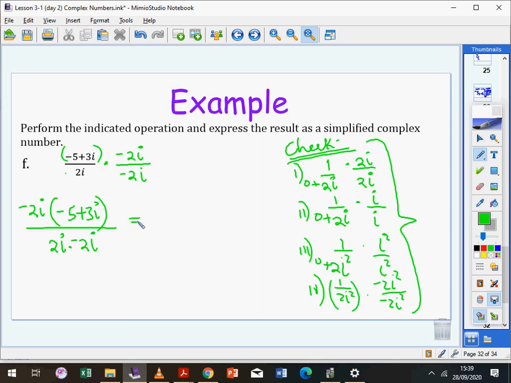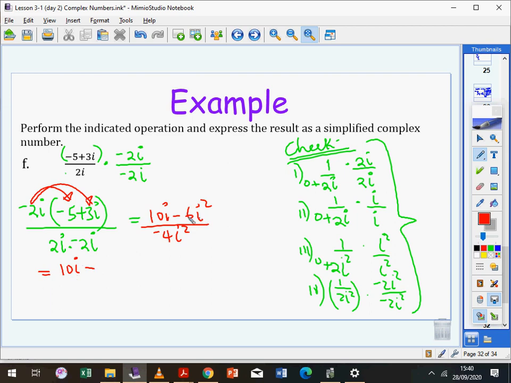So in the numerator, negative 2i times 5 is going to give me 10i, and negative 2i times 3i is going to give me negative 6i squared. So 10i minus 6i squared, divided by, in the denominator, 2i times 2i is 4i squared, but it's negative. So 10i minus 6i squared in the numerator becomes 10i minus, remember, i squared is negative 1.